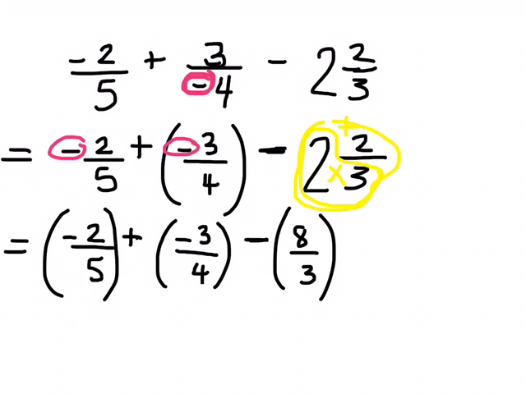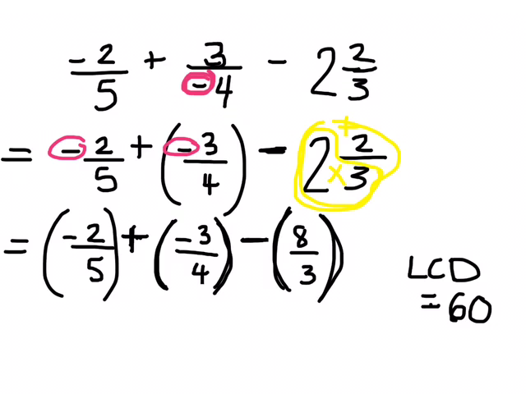So now I have negative 2/5 plus negative 3 over 4, take away 8 over 3. This is now just adding and subtracting fractions. You guys know how to do that. What should we find now? So the lowest common denominator is 60. So 5 times what is 60? So if I multiply that by 12, I need to multiply this by 12. 4 times what is 60? 15. So I need to multiply the numerator by 15.